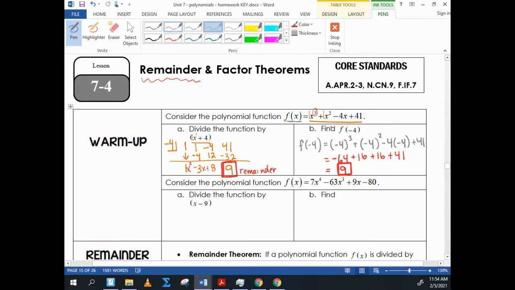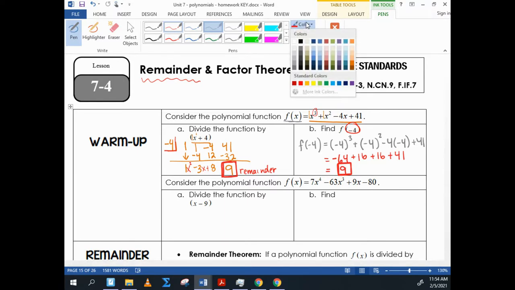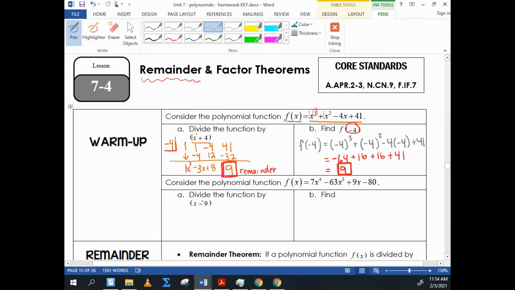Now, look as well. See that negative 4? That was the value that we used in our half box. So when we evaluated this function at negative 4, it gave us the same answer as when we used negative 4 as our 0 and got the remainder right here. And you're asking, is this just a fluke or does this always happen? Well, it is not a fluke. They want you to try one more.